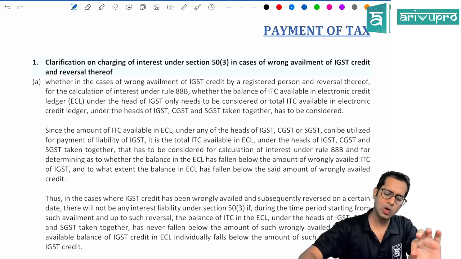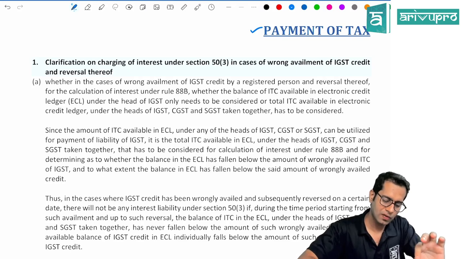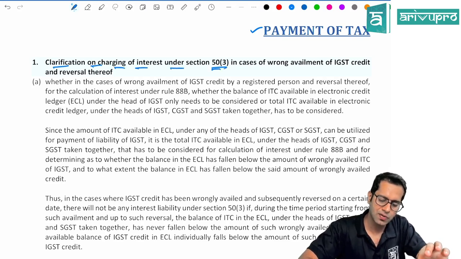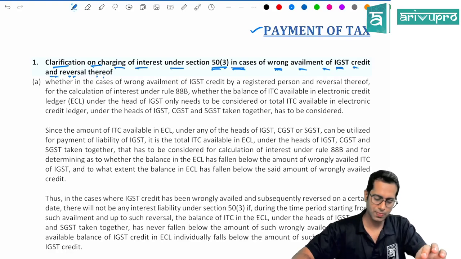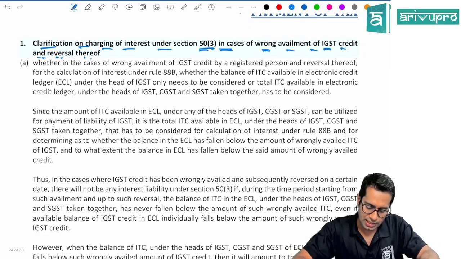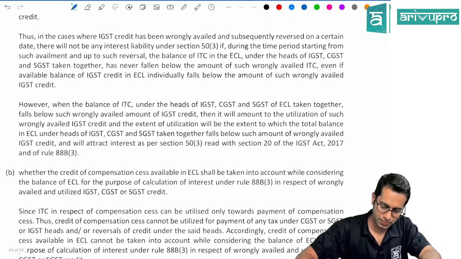Then the payment of tax chapter. Clarification on charge of interest under section 50 in case of wrong availment of input tax credit and reversal thereof. I'll just read this point once and then explain it to you.